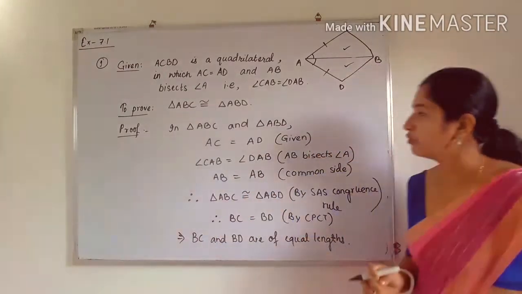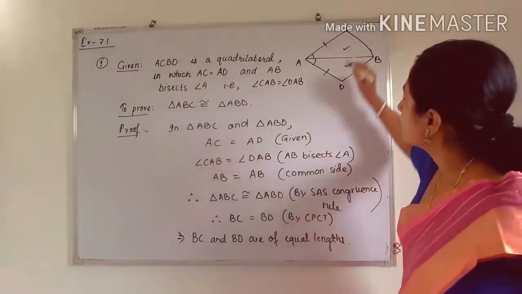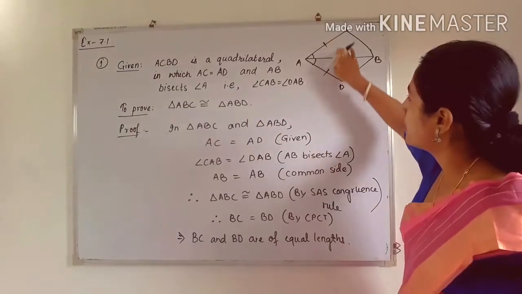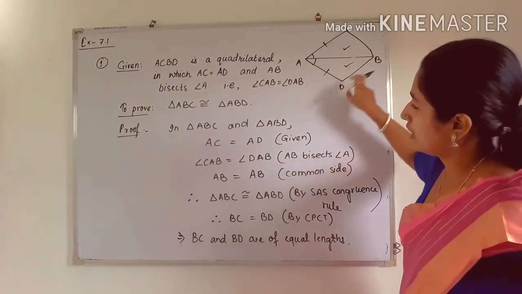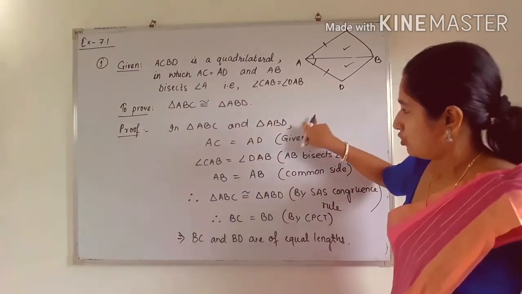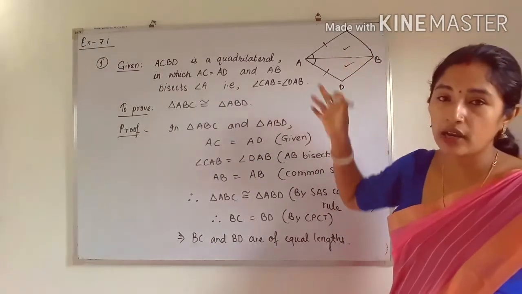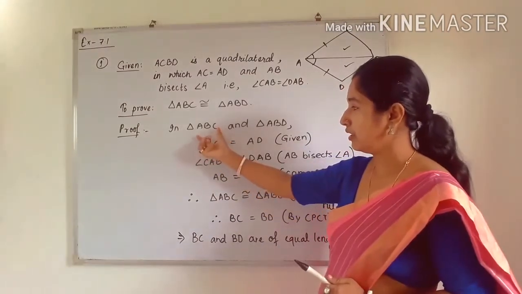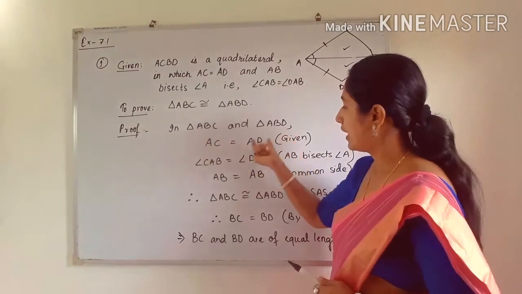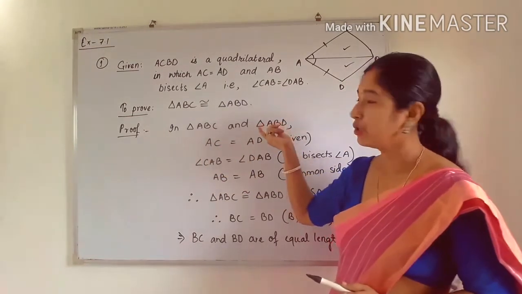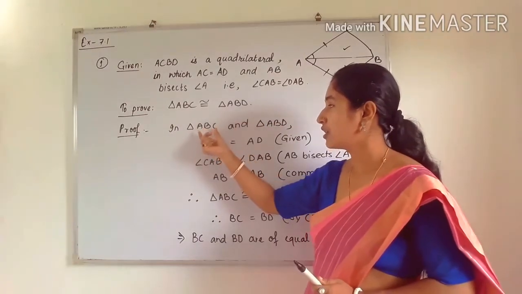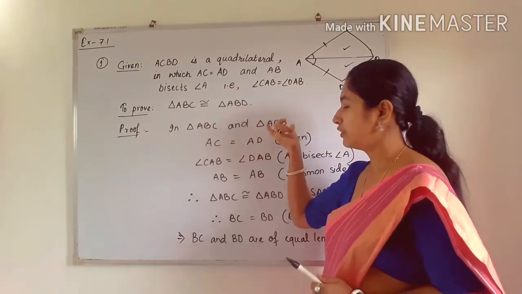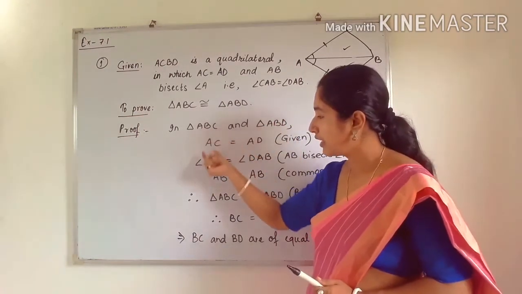So in the proof, first of all we have to take the triangles. The two triangles which we have to prove congruent, those two triangles we will take first. So in triangle ABC and triangle ABD, like that we have to write. What is equal in these two triangles we have to write first. So first, see, in triangle ABC, AC is equal to AD, AD in triangle what? ABD. The parts which we have to equate to the part of the other triangle, this part we have to write below this one.